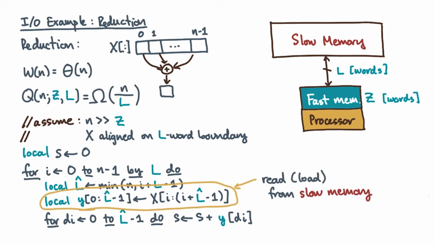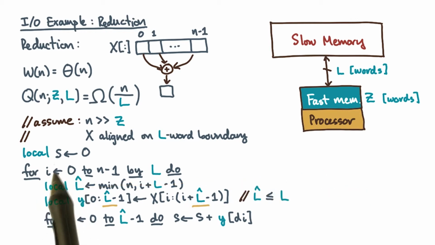This is an explicit load or read from slow memory to fast memory. Notice that it requests at most L words, which is one block transfer. Now since little y and S are both local to fast memory, the processor can execute this innermost loop.